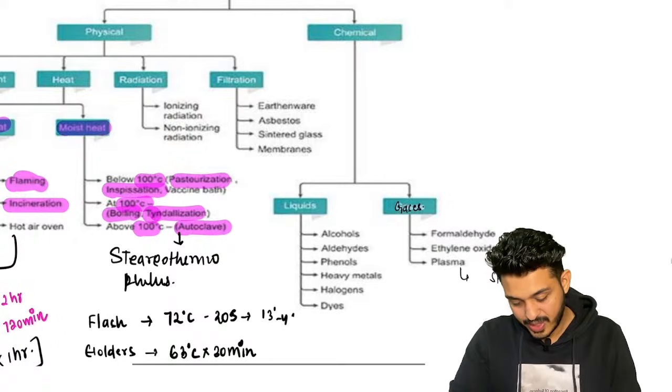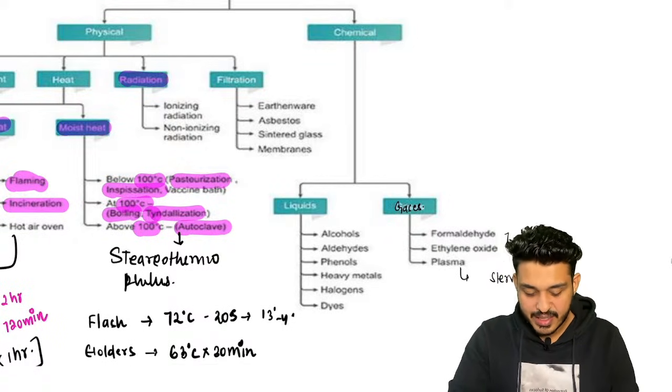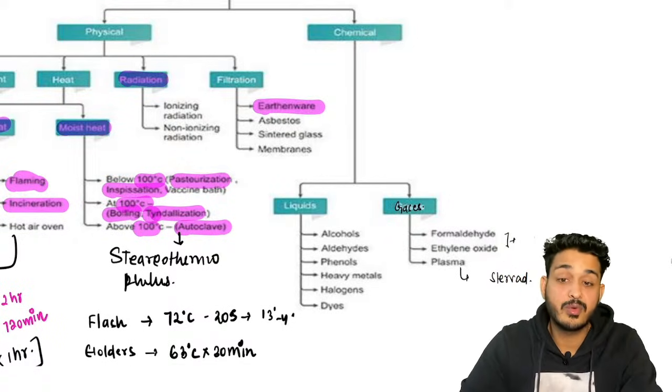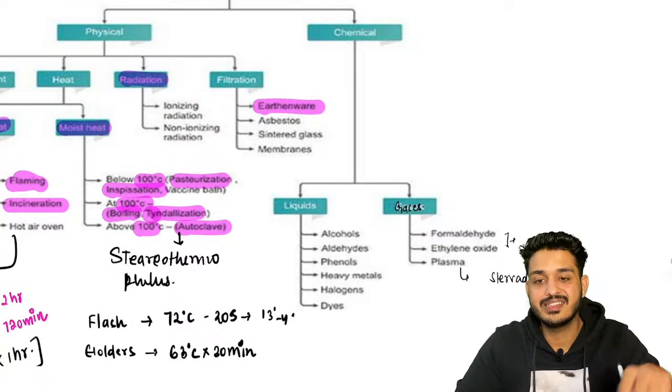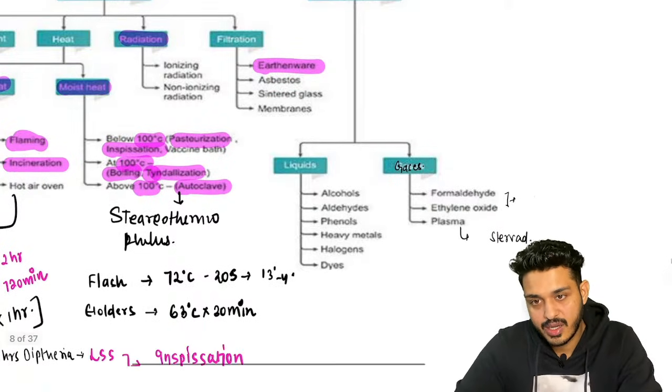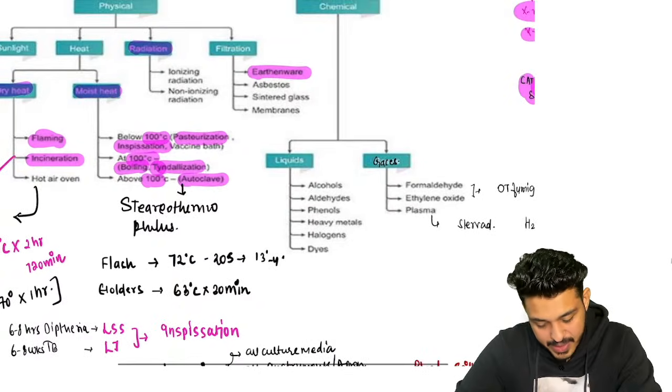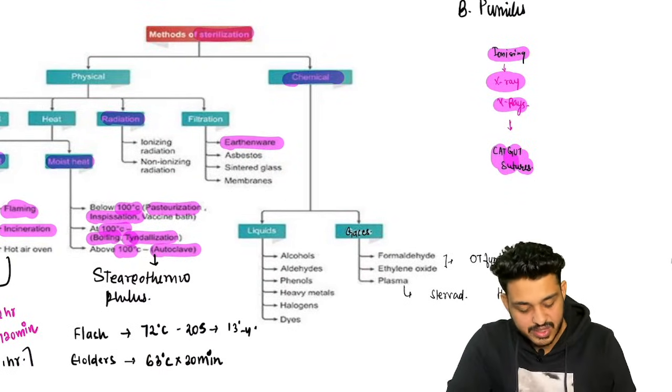Next thing is going to be what? Radiations. We have seen the radiations. Then we can use earthenwares. Earthenwares are what? The pots, right? Matki, through which you are going to drink the water, right? We can have sintered glass. We can have membranes. Now, chemical method of sterilization is going to be what?